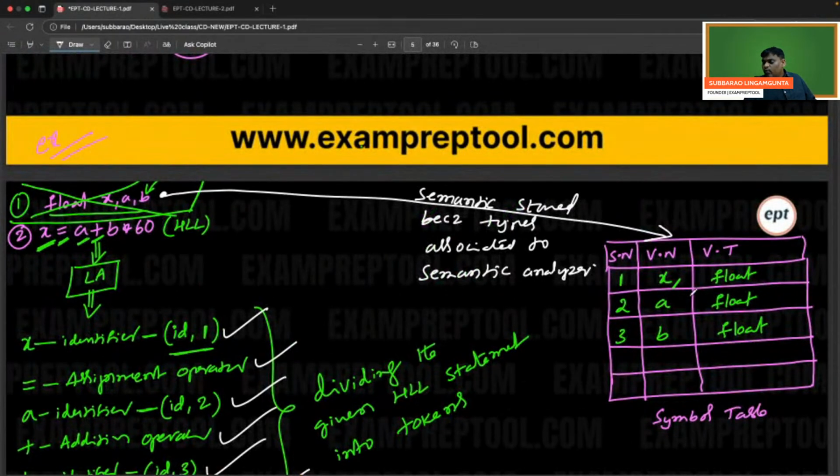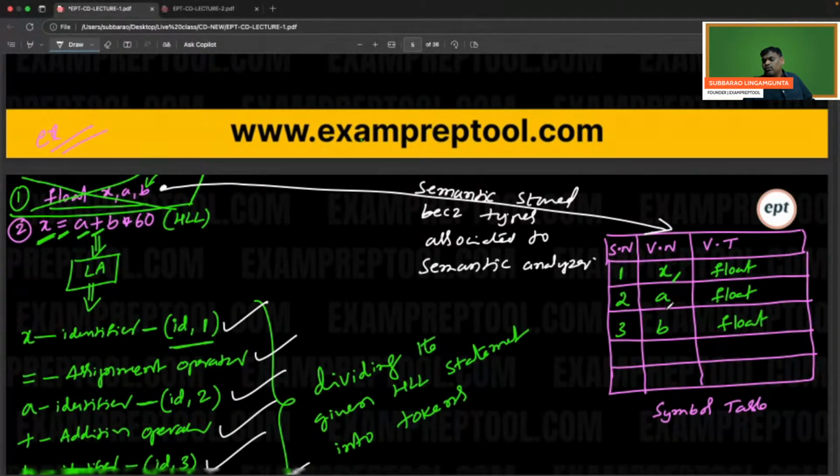Inside the symbol table, everyone has the right to store. By seeing these types, I can guess a little bit. Oh, okay, semantic may be stored, because types are associated with semantic. We can think like that, but everyone can store.